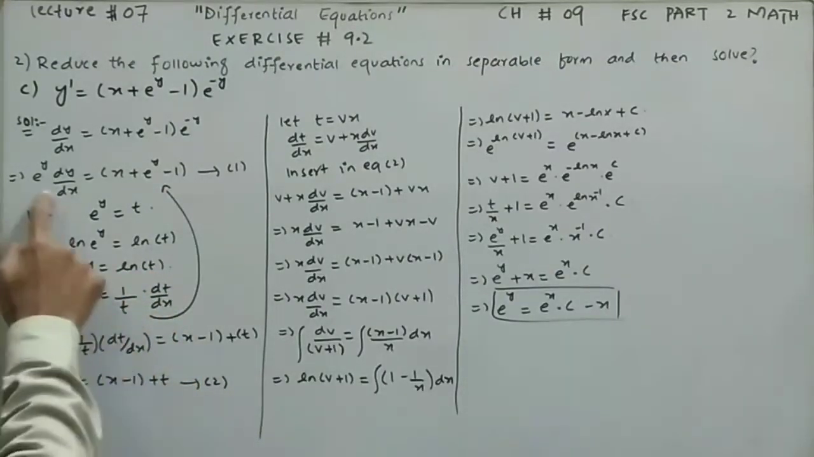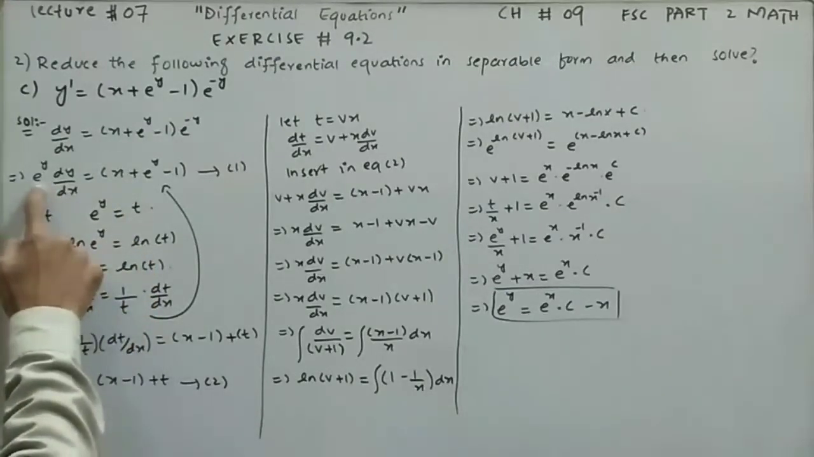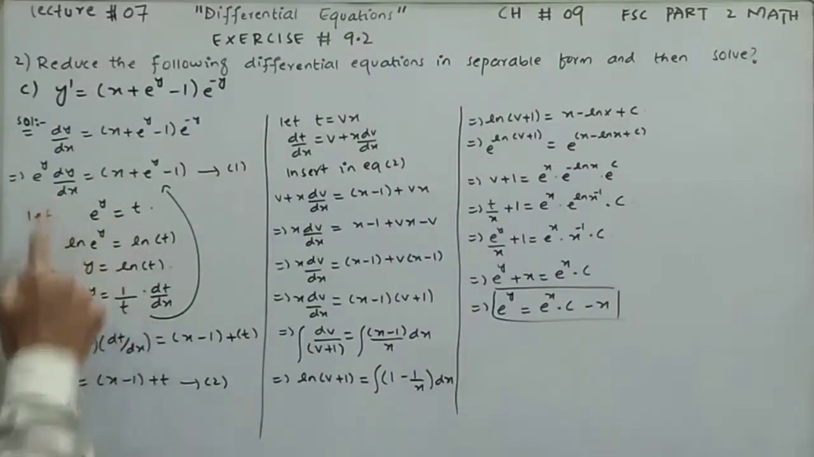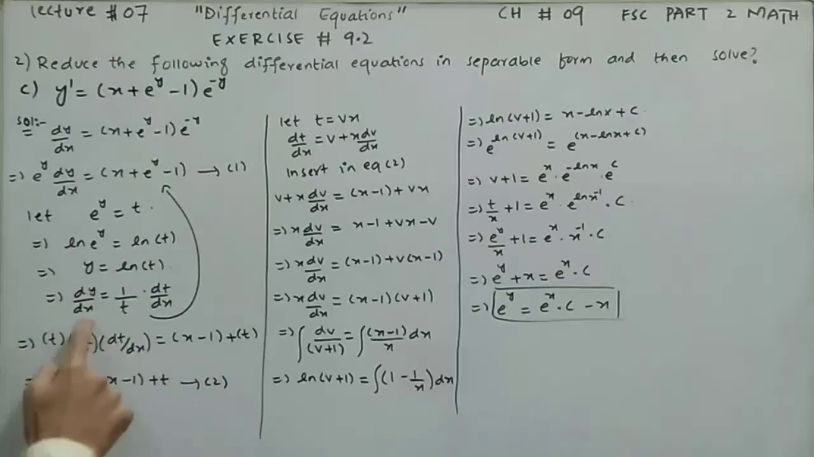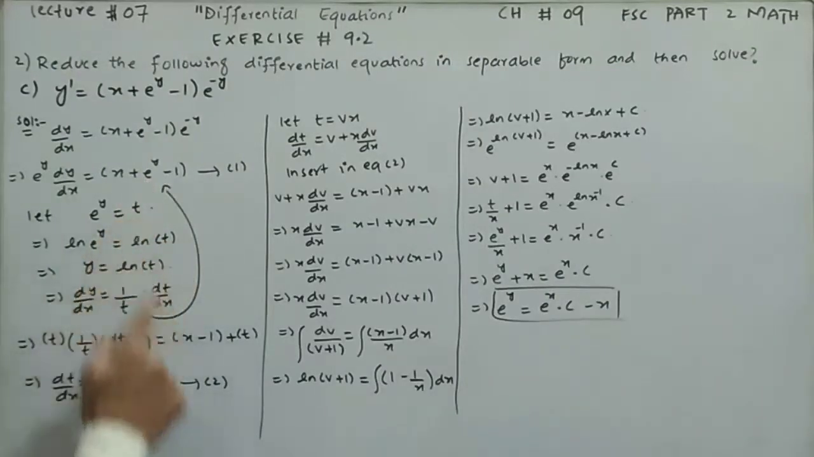Now putting in these values, e power y is t. So dy over dx is actually 1 over t into dt over dx, is equal to x minus 1, which comes down as it is, and e power y, which I supposed to be t, so plus t. The t cancels with t, and we are left with dt over dx is equal to x minus 1 plus t. Let's call this equation second. Now I can solve this differential equation by direct integration.